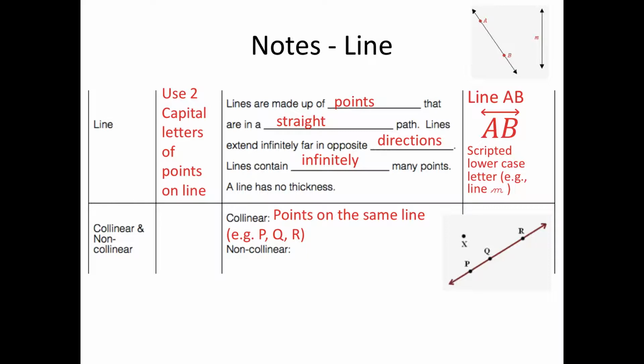And then if that's collinear, the non-collinear are points that are not on the same line. So for example, P, Q, and X in this example over here. There's no way to draw a line where P, Q, and X are on one line. It doesn't exist. Therefore, those points are non-collinear. Right? And if you look, the word line is right in the word linear. It has the word line right in it to help you remember what collinear means. It just means co-line. They share the same line.